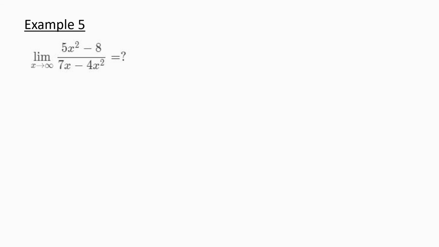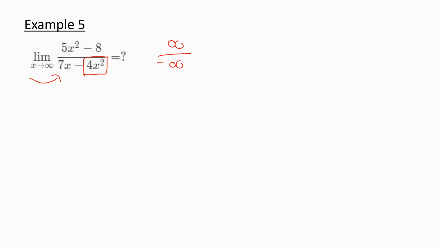Once again, we would try using direct substitution. 5x squared minus 8, if we set x equal to infinity, that's just infinity. And on the bottom, we have 7 times infinity minus 4 times infinity squared. That's negative infinity. We get negative because the squared portion is growing much faster than the other portion, and we're subtracting from that smaller portion. So, regardless, we're going to have to use L'Hopital's rule here.